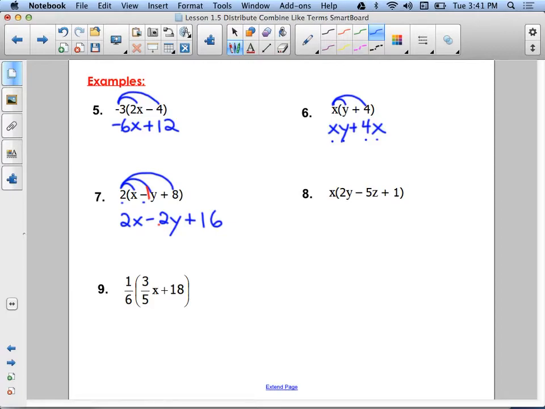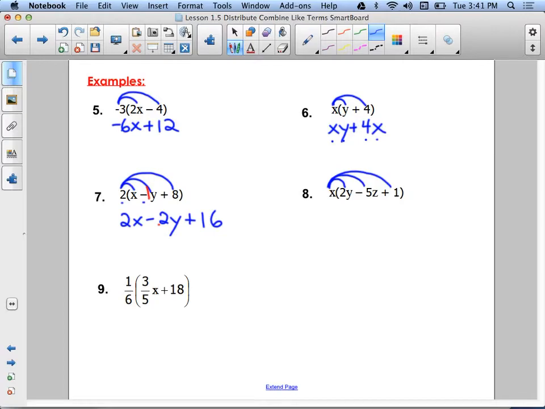These parentheses, just because they have 3 terms in it, are no different from the other problems. It's just we have to make sure that whatever is on the outside of the parentheses is multiplied by everything inside the parentheses. So we have an x in number 8. It needs to be multiplied by 2y. It also needs to be multiplied by negative 5z. And it needs to be multiplied by positive 1.